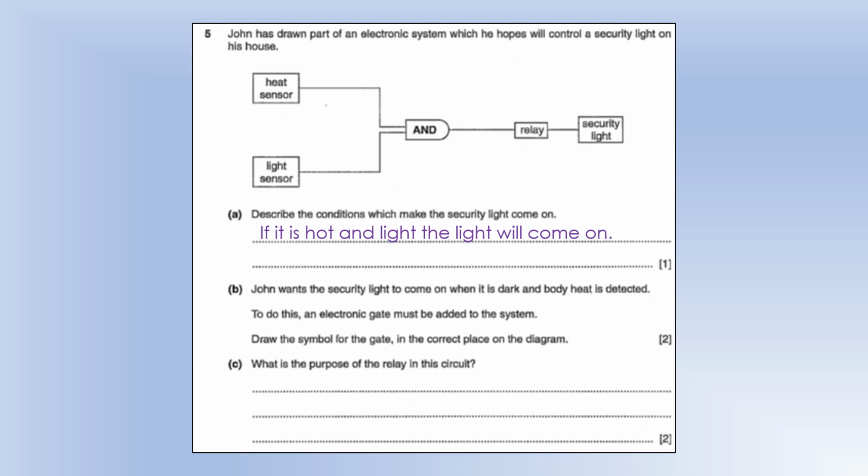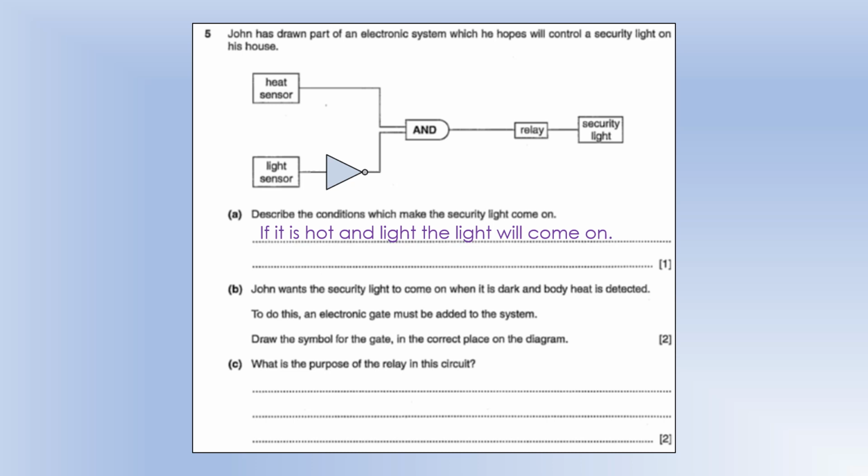John wants the security light to come on when it's dark and body heat is detected. To do this, an electronic gate must be added to the system. Draw the symbol for the gate in the correct place on the diagram. So we want the light sensor to be NOTed because we want dark to activate it. So when it's dark, the light sensor outputs 0, so the NOT gate outputs 1.